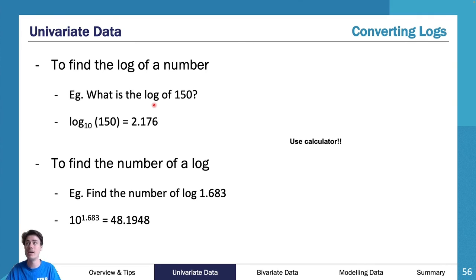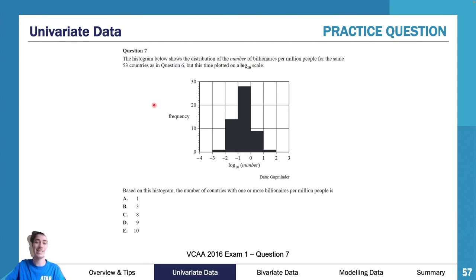Always use your calculator. This is a really good example to have in your summary book. Same with this one back here, having these two in your summary book next to each other, with an example of a question such as this. This is a VCAA 2016 question.